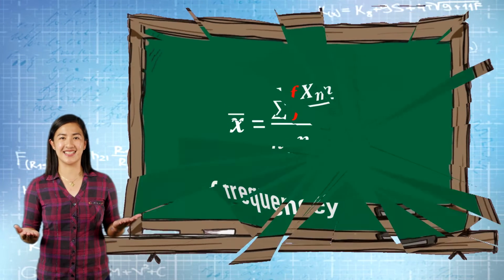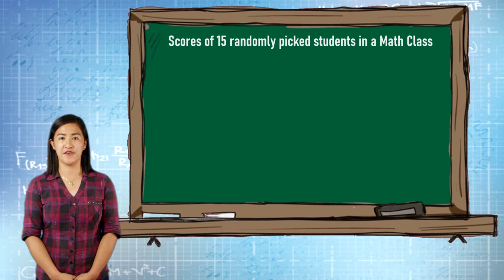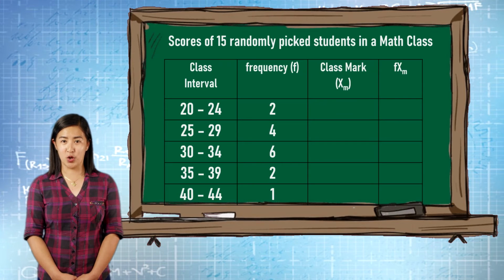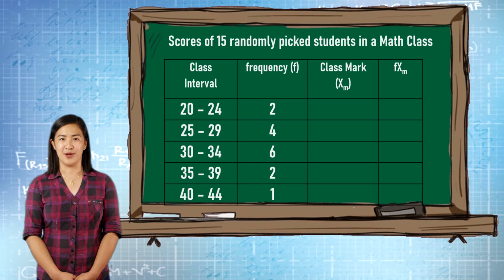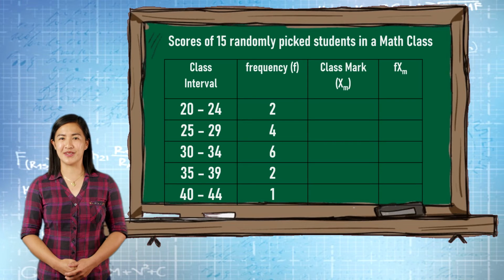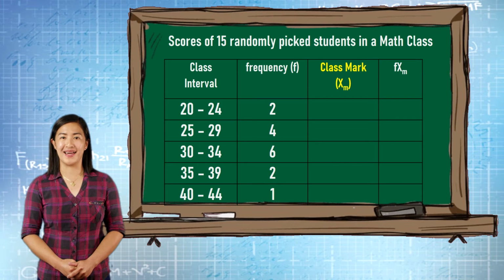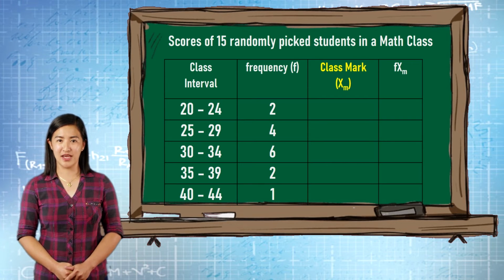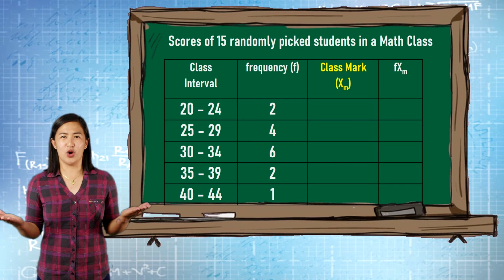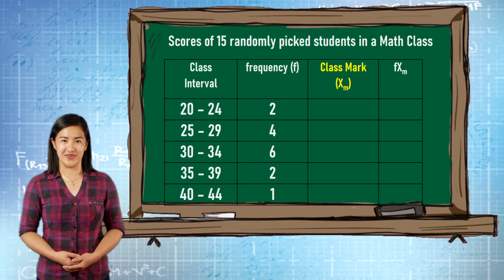Let us take this example. Here is a frequency distribution of scores of 15 randomly picked students in a mathematics class. We are going to compute for the mean. But first, let us complete the table. Given the class intervals and the frequency, we compute for the class mark, denoted by x sub m. And then we also compute for f times x sub m. How are we going to get the class mark? We get the mean of the class interval.